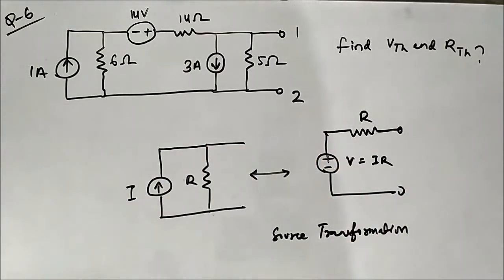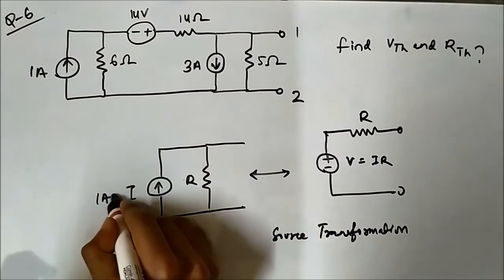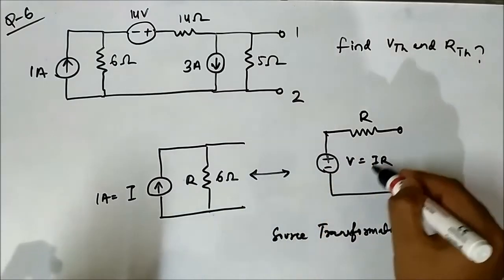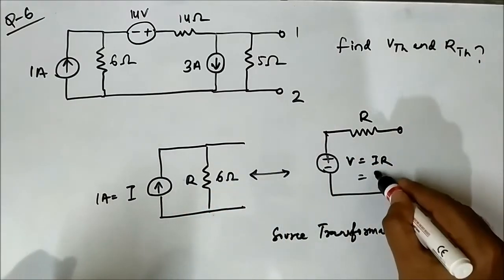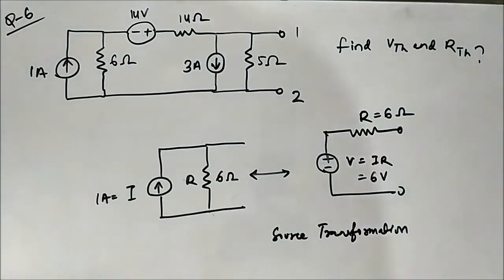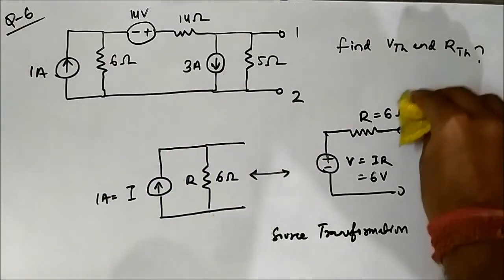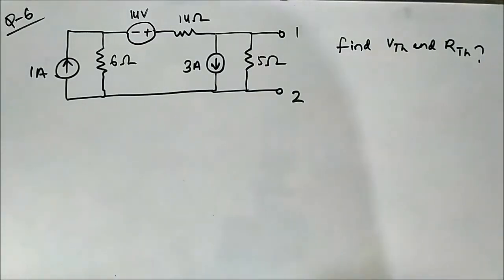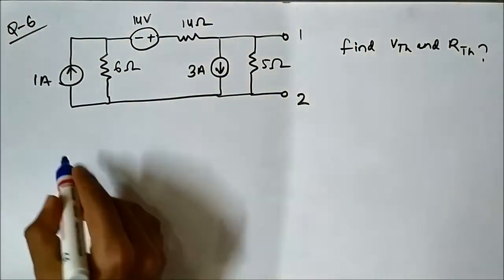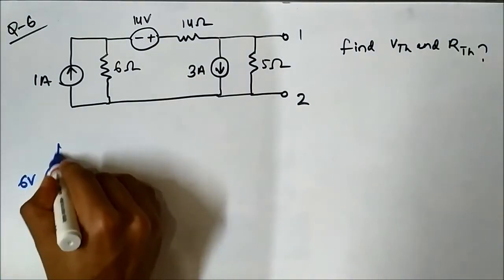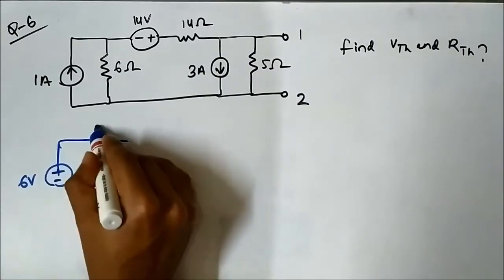So here this 1 ampere current source in parallel with 6 ohm resistance can be converted into a voltage source, this voltage will be 1 into 6, that is 6 volt, and this R will be 6 ohm. We can convert it. This will make the calculations very easy, simplify the circuit. So 6 volt and 6 ohm in series. So let us redraw the circuit. This much portion, 1 ampere and 6 ohm becomes 6 volt in series with 6 ohm.